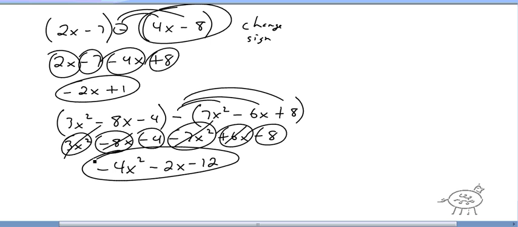All right, so that's adding and subtracting polynomials. And again, you can only combine like terms. If I gave you something that had different variables, you couldn't combine it. Something with different exponents, couldn't combine it. So make sure you combine like terms, and when you're subtracting, just change the sign of everything in the second set of parentheses that's touching that negative sign.